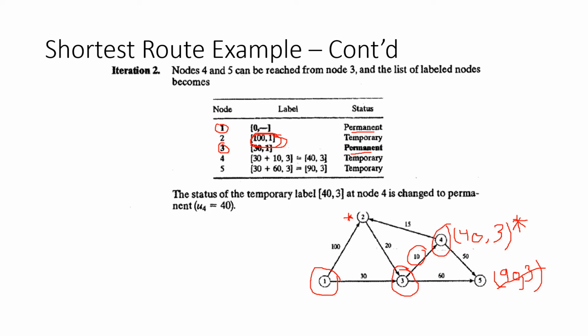permanent labels. Mind you, the algorithm does not stop even if by chance we selected node 5, which is the destination node, the end node, to have the permanent label instead of node 4. I will have to continue. Dijkstra's algorithm ends only when all nodes on the network have permanent labels. Okay.